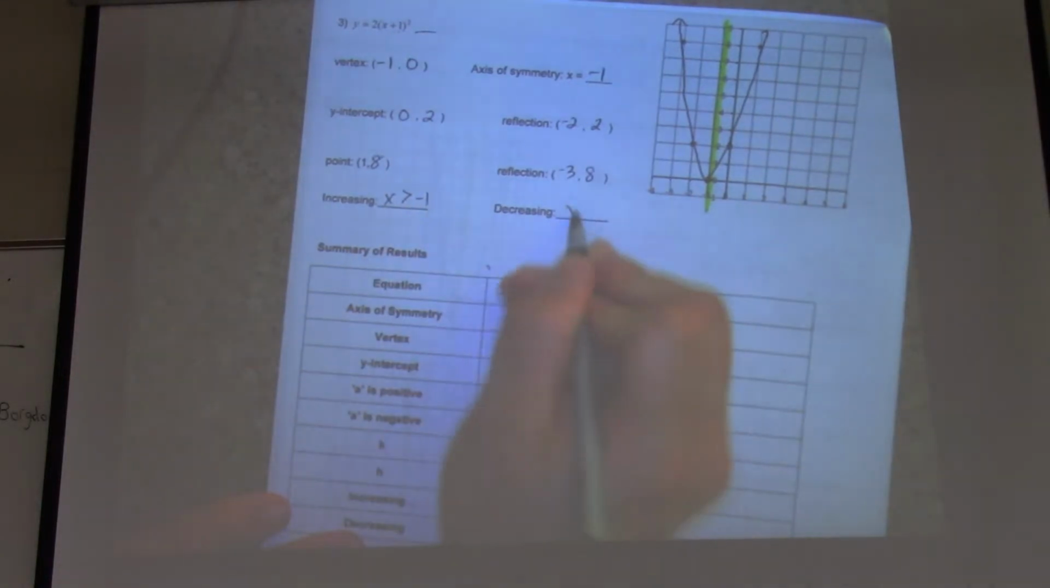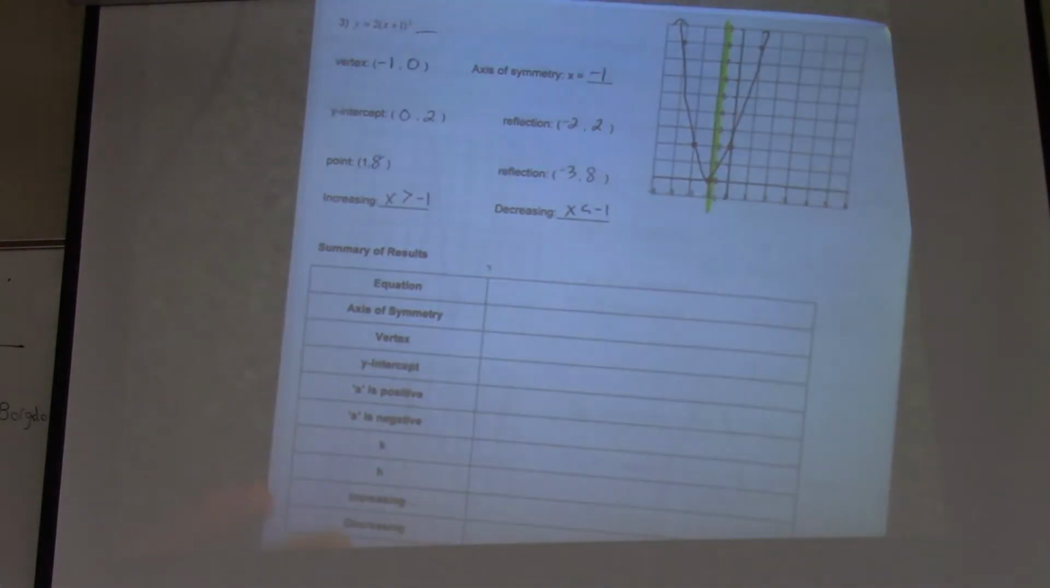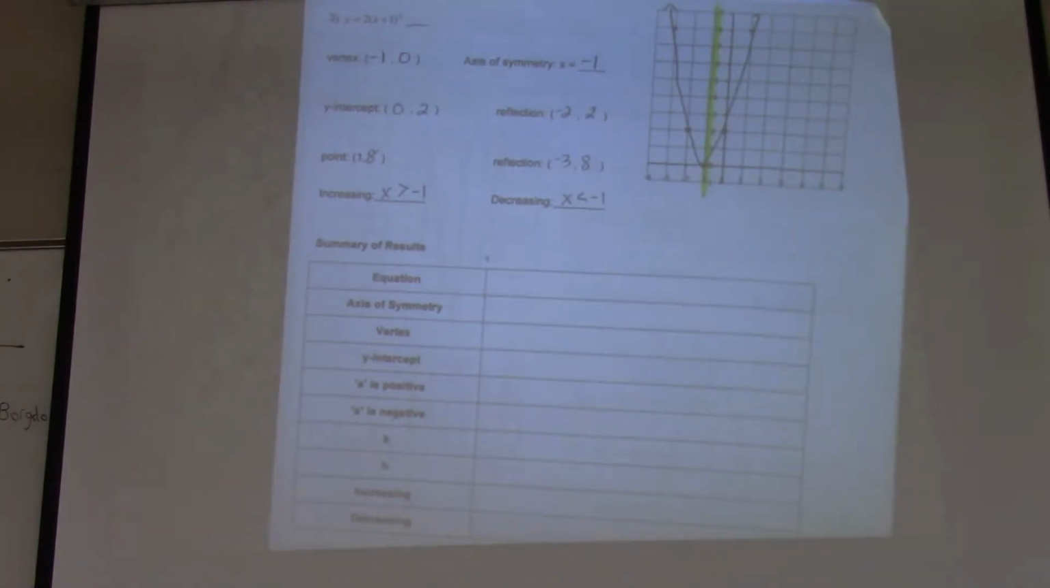X is greater than negative 1, and of course the other one then just goes like that. Simple as that. So again, I ask, how many of you feel like this is easier than the other? It really is, right? All right, so the equation, let's go back again.